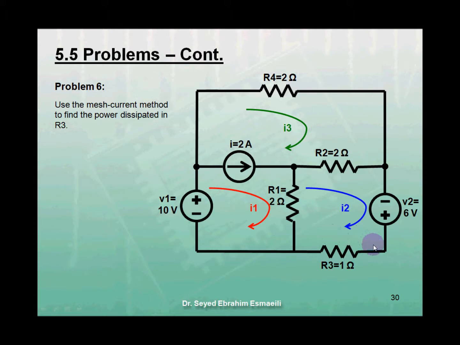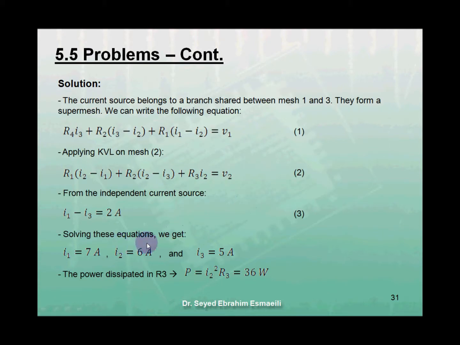Applying KVL on the second mesh, we have R3 times I2 plus R1 times (I2 minus I1) plus R2 times (I2 minus I3) minus V2 equals 0. The equation from the independent current source is I equals I1 minus I3. Solving these equations, we get I1 equals 7 amps, I2 equals 6 amps, and I3 equals 5 amps. The power dissipated in R3 equals I2 squared times R3, which equals 36 watts.